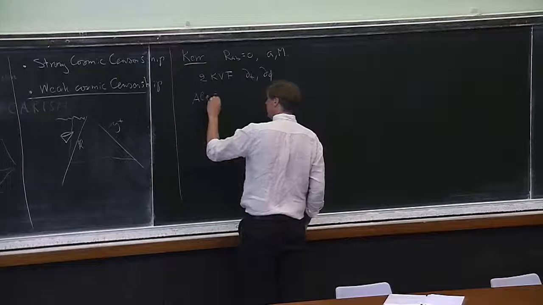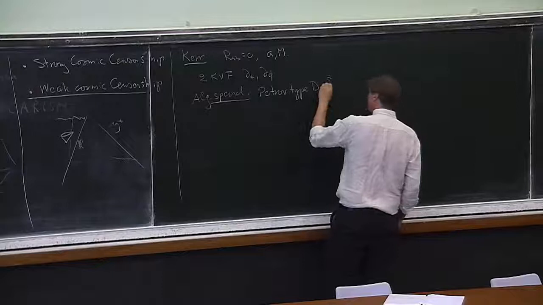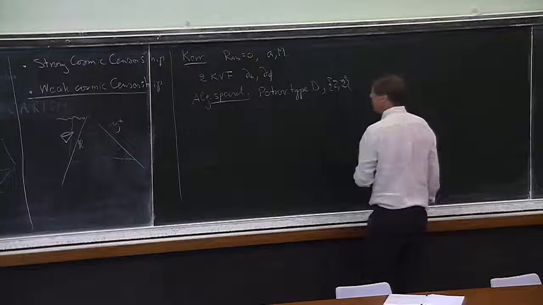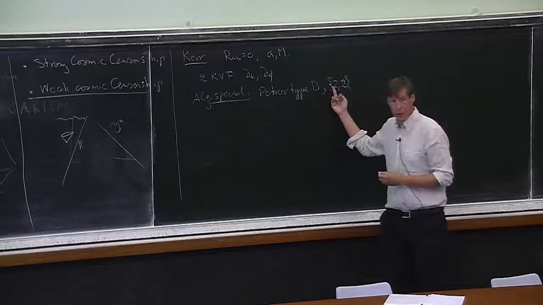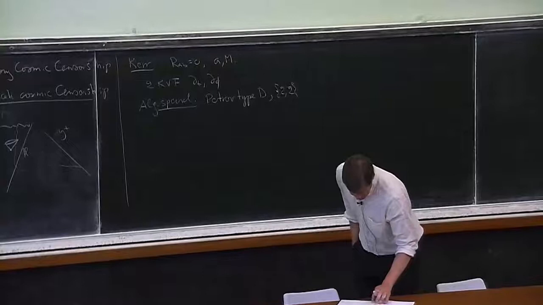So it's Petrov type D, or as some people prefer, 2-2. So this means that there are two repeated principal null directions, and this is a crucially important fact about the Kerr spacetime that I hope to spend some time talking about.